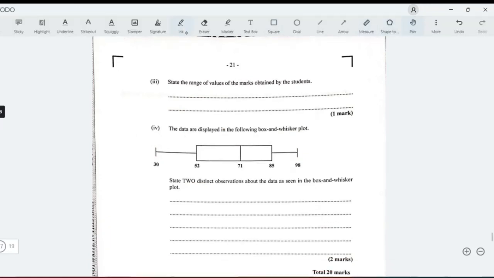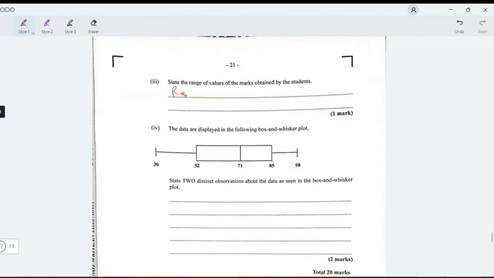Remember, the range is highest minus lowest. So the range is equal to the highest minus the lowest. That is 68 marks.